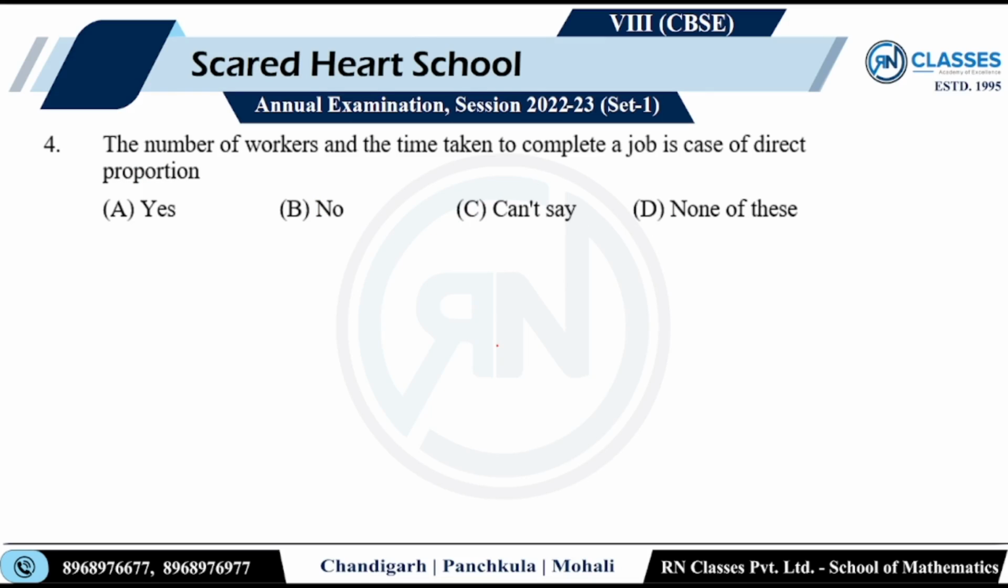Next, the number of workers and the time taken to complete the job is the case of direct proportion. Okay, let the numbers be like this: the number of workers were 10, and now the number of workers is 50. And 10 workers can complete the job in 20 days. Now tell me, if I increase the number of workers, will the job be finished faster or slower? Of course, the number of days would reduce. Is it a direct question or an inverse question? It is inverse. He is saying it is direct. No, that's not the right choice.